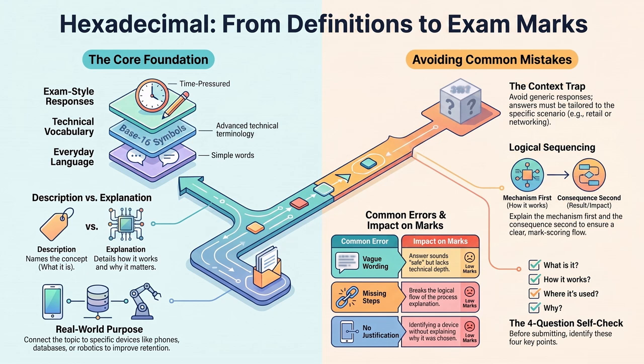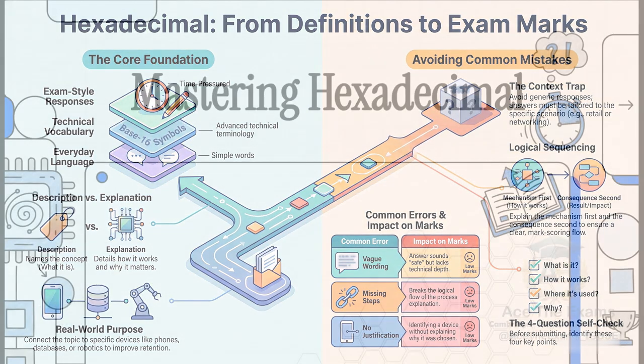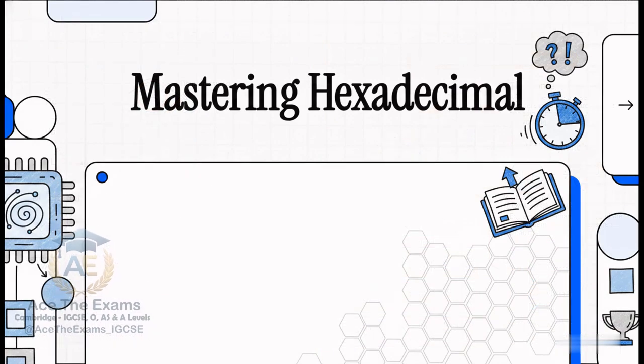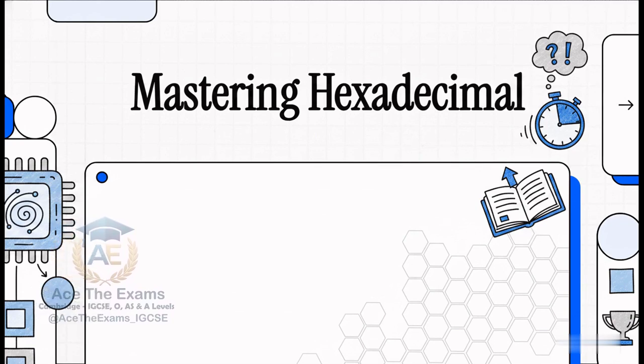Welcome, focused learners, to the explainer that is going to completely transform how you approach your Cambridge computer science papers. Whether you are tackling syllabus 0417, 0478, 2210, or 9618, you are in the exact right place.